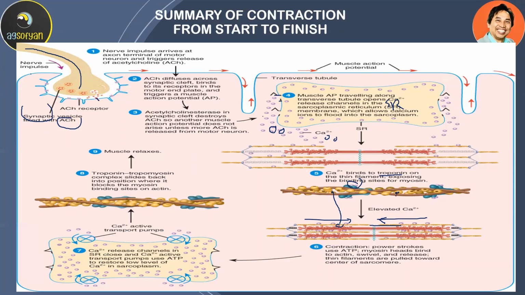When there is no acetylcholine released anymore, what happens? It will trigger the removal of calcium back into the SR. When there is no calcium available in the sarcoplasm, what happens? The troponin will let the tropomyosin cover the myosin binding site. Therefore, the myosin head will not be able to bind to this binding site, and the muscle will be relaxed. So this is how the contraction and the relaxation occur in a muscle cell.